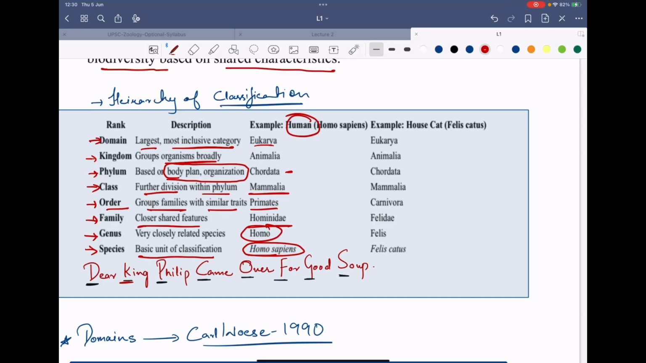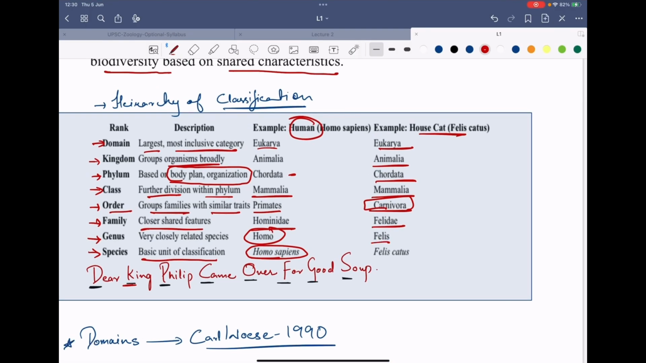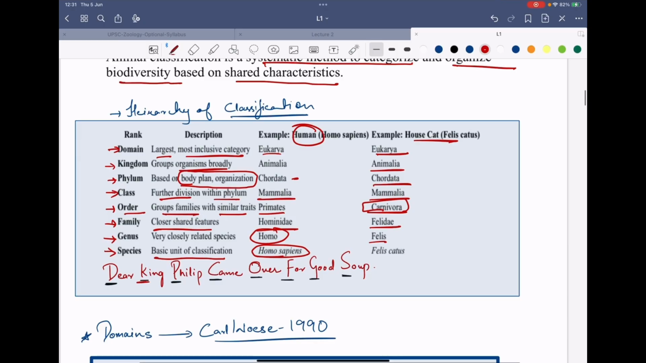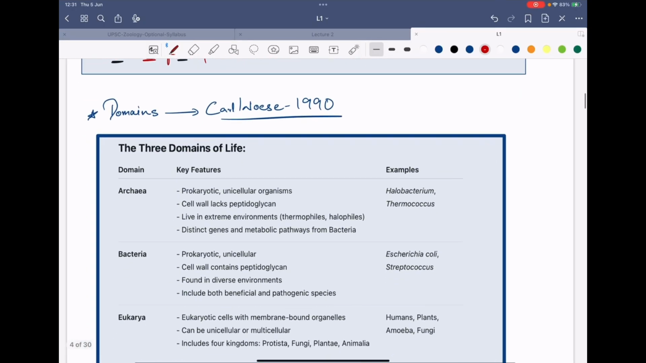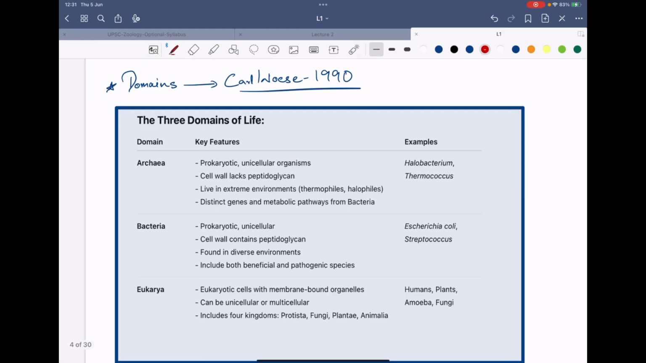In the case of house cat, Eukarya, Animalia, Chordata, Mammalia, Carnivora. Now this Carnivora contains different families, and in the case of cat the family is Felidae, and the genus is Felis. So you understand the concept of family here. The family contains groups which share very common features among them.